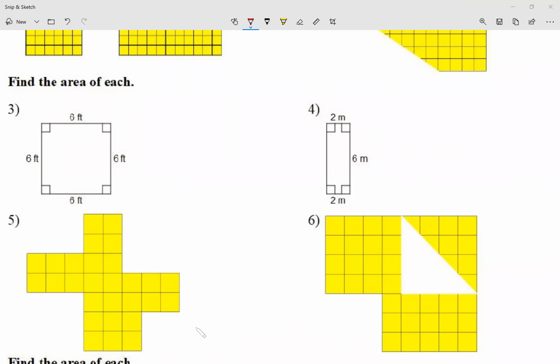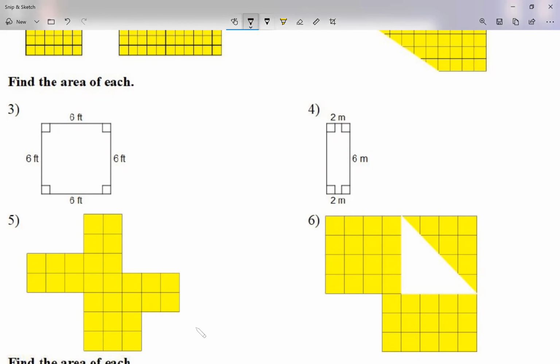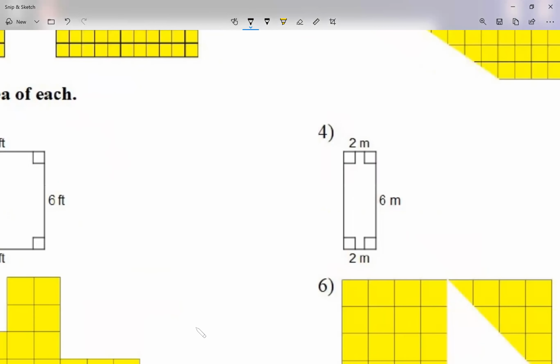Okay, so yesterday we talked about area. Area was adding squares. How many squares are there? We're gonna start moving into formulas because what if I give you a shape that has like 1,000 squares, right? I don't think we really want to add 1,000 squares. So let's take a look.